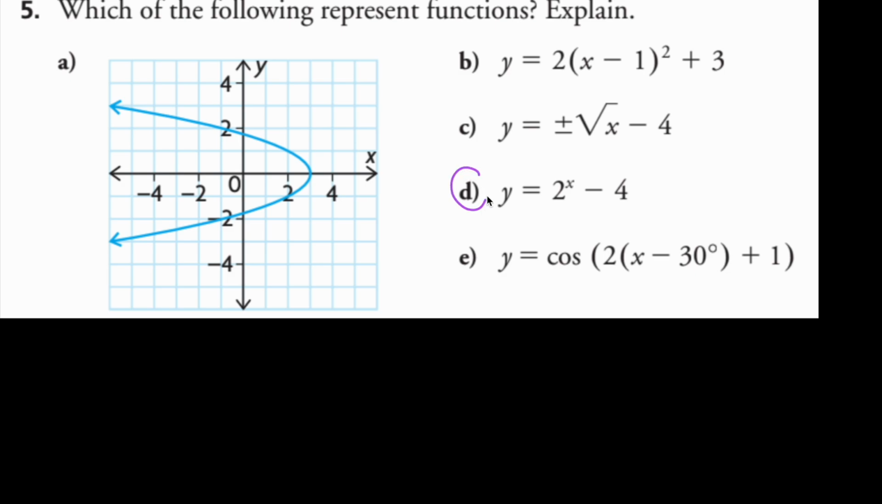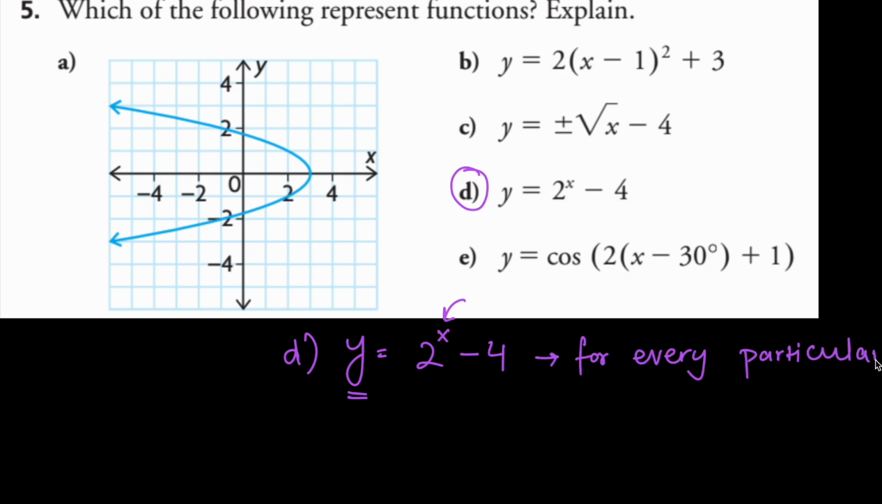Now let's move on to part D. Now you tell me, what do you think? See, at D, we have y equals 2 raised to the power x minus 4. If I put any unique value in the place of x, I will get a unique y. So without putting any value, can I say that for every particular value of x, there exists only one value of y?